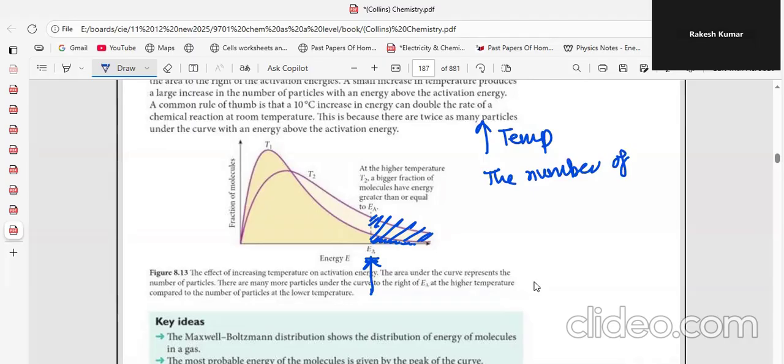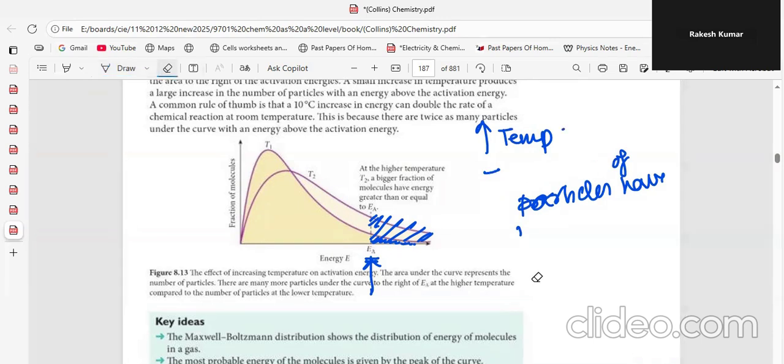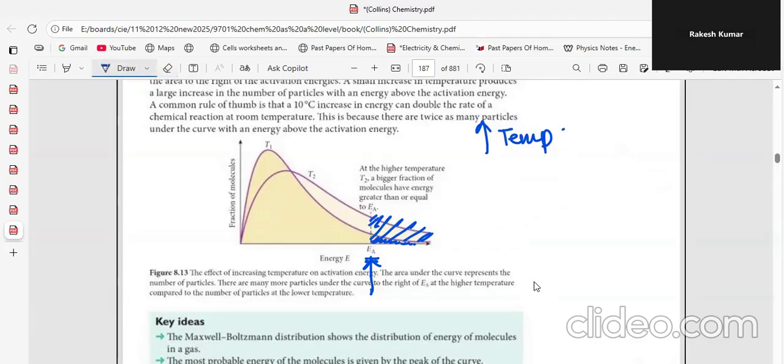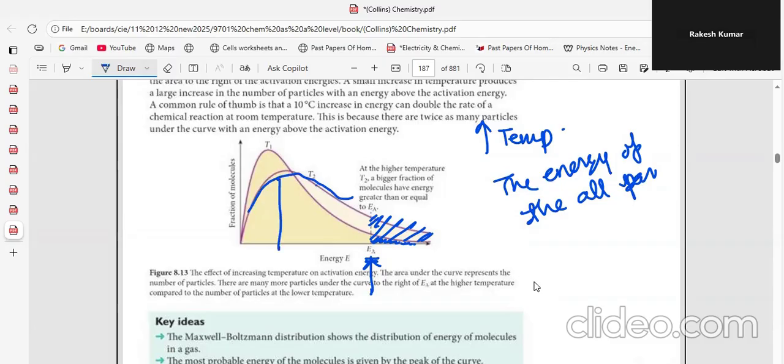the energy of the particles will increase. First thing, obviously, you will say the kinetic energy or the energy of all the particles increases. That's why it flattens and goes towards the right, because now more particles have greater energies. But you don't have to say that. You say if you increase temperature, the energy of all the particles increases.